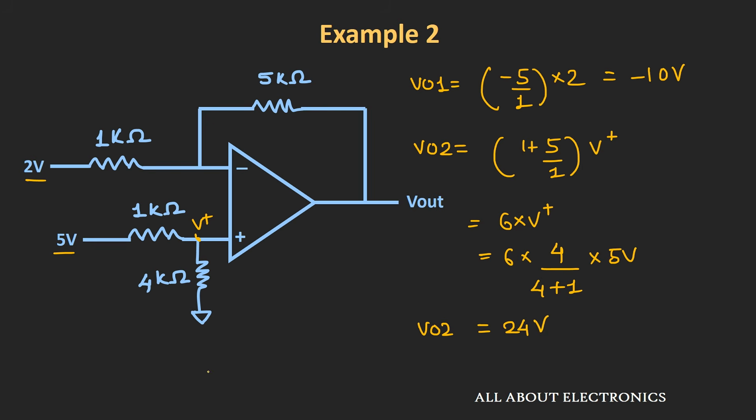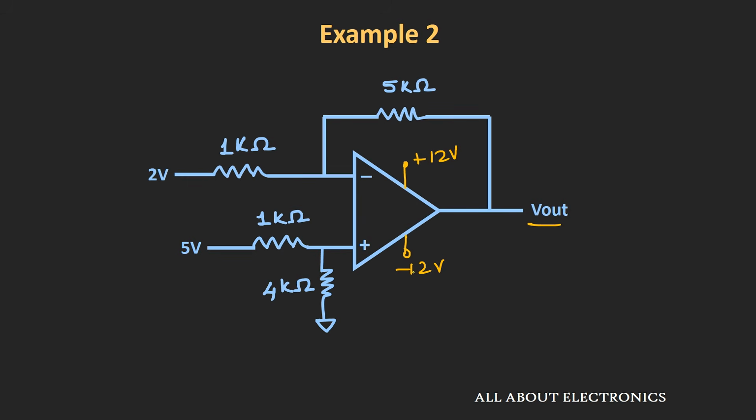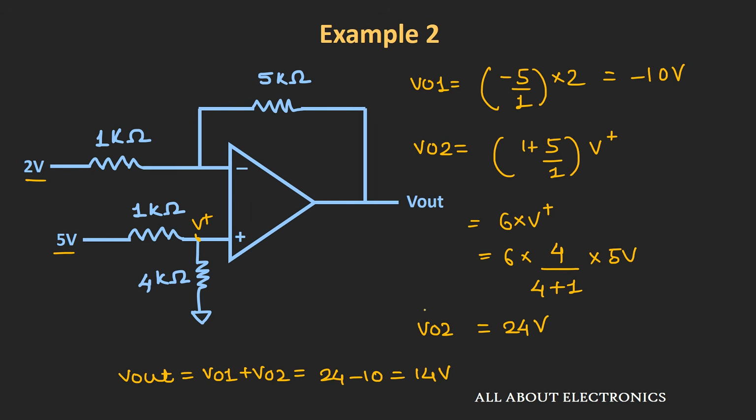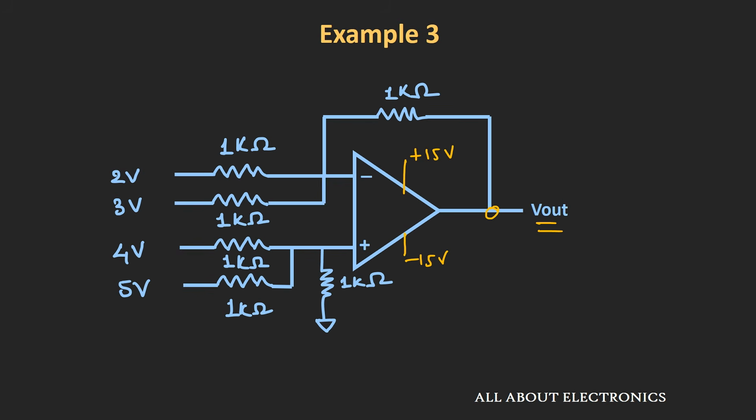Now in this case, our total output voltage Vout will be equal to VO1 plus VO2, and it will come out as 24 minus 10, that is equal to 14 volt. But in this example we have applied plus minus 12 volt. So our output voltage cannot go beyond this plus minus 12 volt, right? So our output voltage will get saturated at 12 volt. So apart from the input voltages, you also need to consider the biasing voltages which are being applied to this op-amp. That being said, now let us see the third example, and this example is for your exercise.